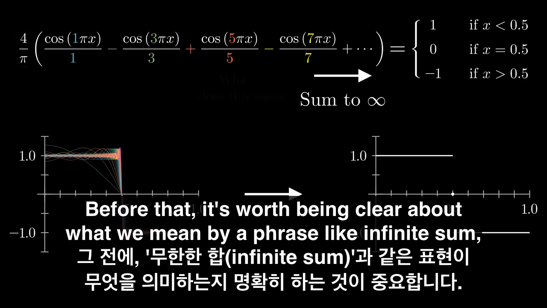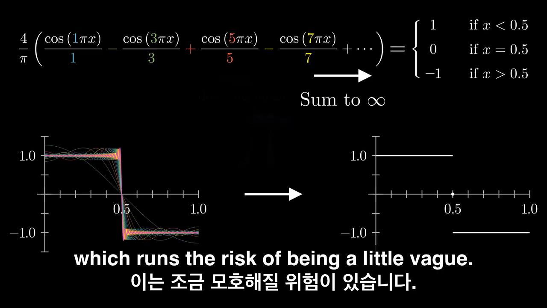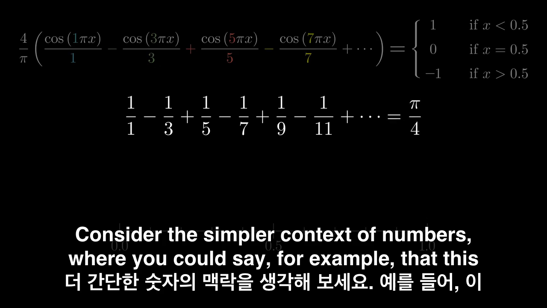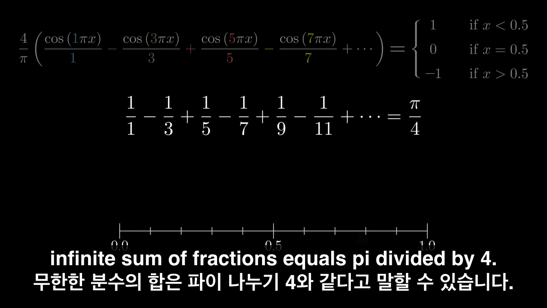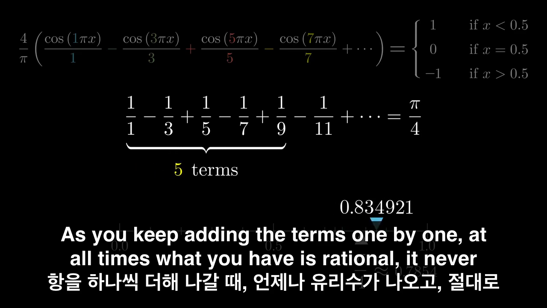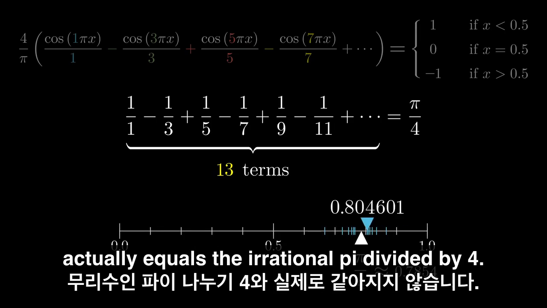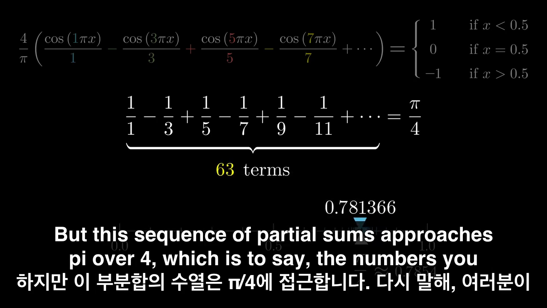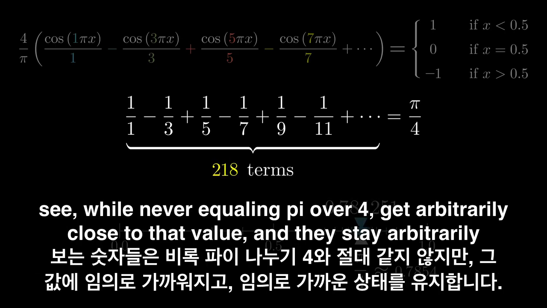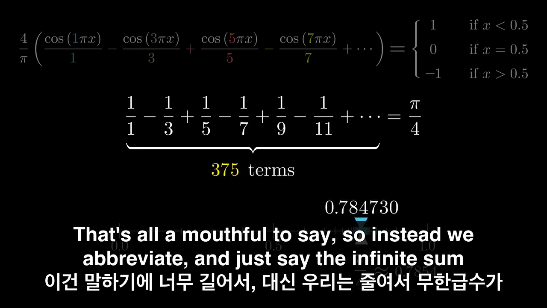Before that, it's worth being clear about what we mean by a phrase like infinite sum, which runs the risk of being a little bit vague. Consider the simpler context of numbers, where you could say, for example, that this infinite sum of fractions equals pi divided by 4. As you keep adding the terms one by one, at all times what you have is rational. It never actually equals the irrational pi divided by 4. But the sequence of partial sums approaches pi over 4, which is to say, the numbers you see, while never equaling pi over 4, get arbitrarily close to that value, and they stay arbitrarily close to that value. That's all a mouthful to say, so instead we abbreviate and just say the infinite sum equals pi over 4.